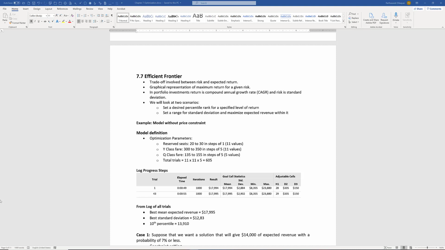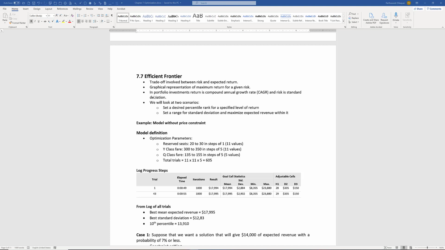So what is the efficient frontier? At various levels of risk, say risk level x, x plus 1, x plus 2, at every level of risk, what is the maximum possible return that you can expect? Then you have a graphical representation of the relationship between the maximum return and the risk. So that's what's called the efficient frontier.